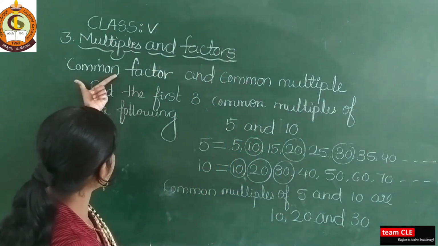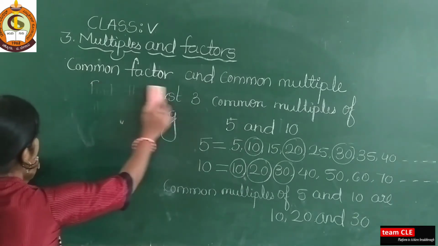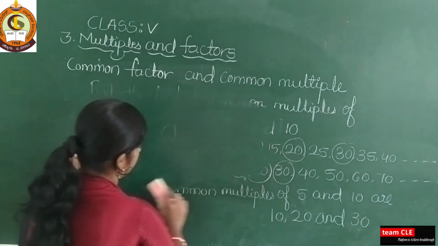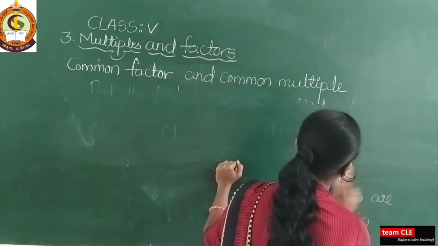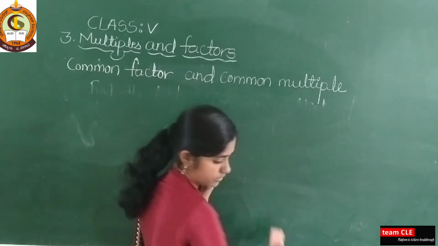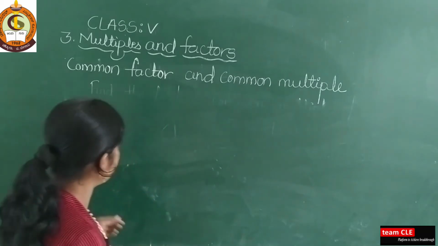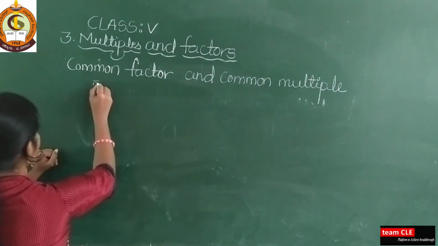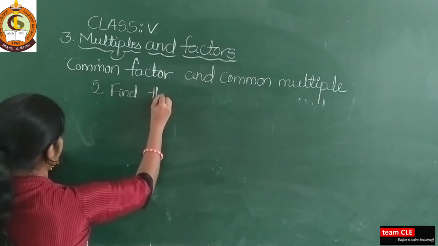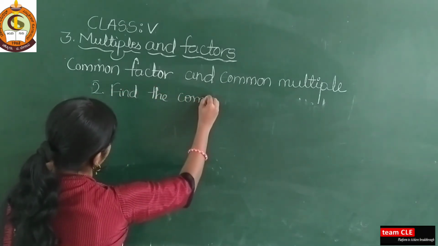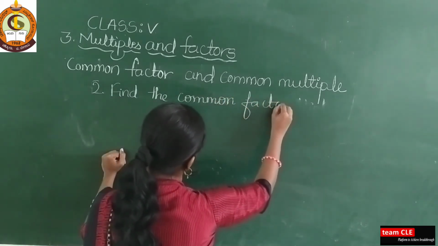So let us learn about the common factor. Common factor means you need to check whether the given number is there in which table. Okay, I hope you know about multiples and factors. So the second question is: find the common factors of the following.